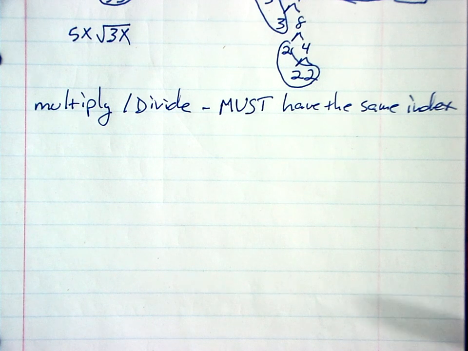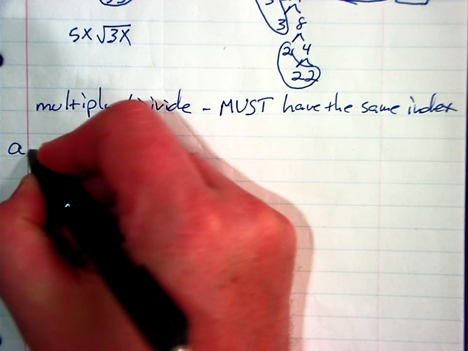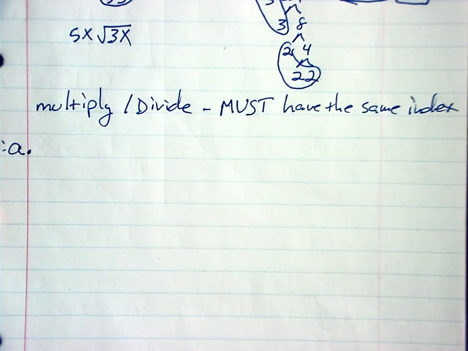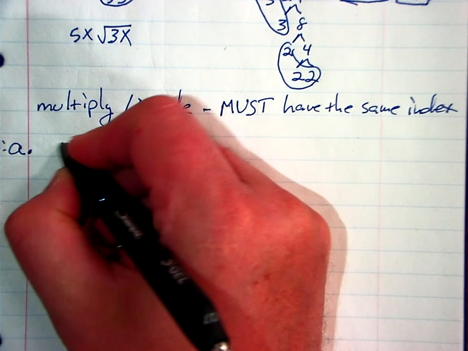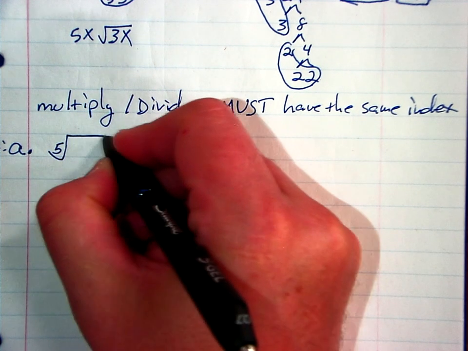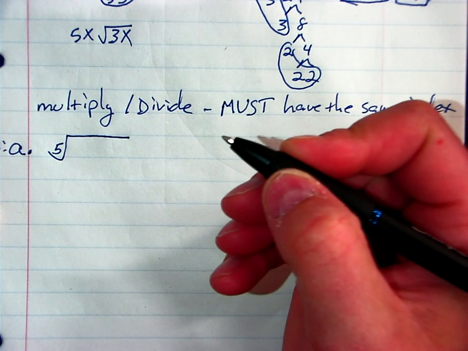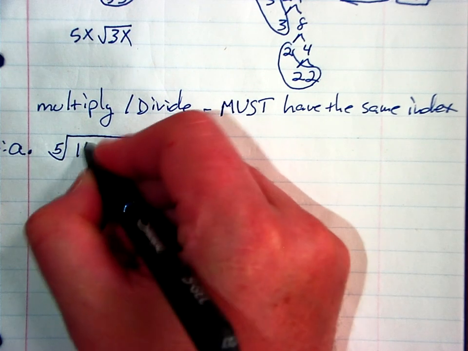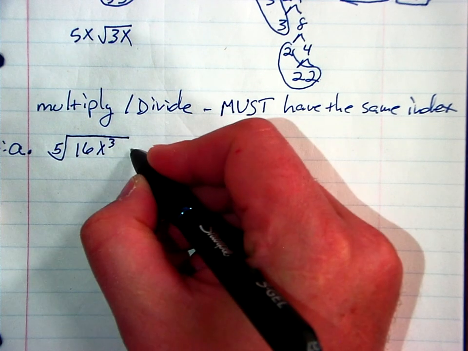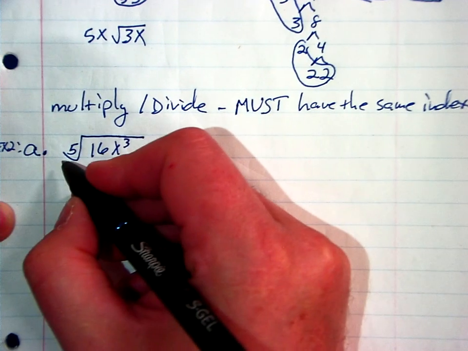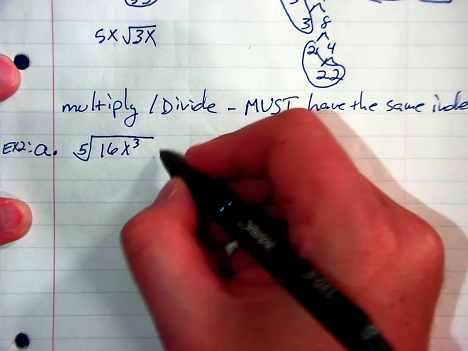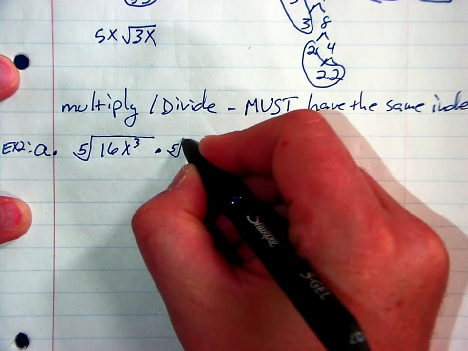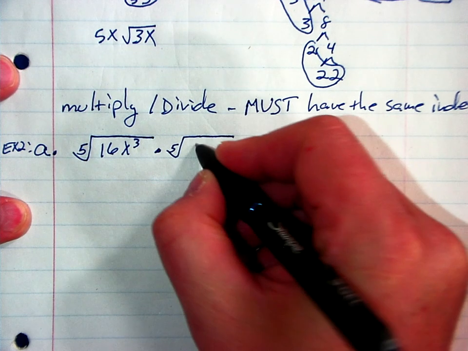All right, let's try this. This is example 2, letter A. We have the fifth root. So we're looking for, I don't even know what 5 is, quintuplets? Is that 5? Yeah. All right, the fifth root of 16x cubed times the fifth root of 8x to the fourth.